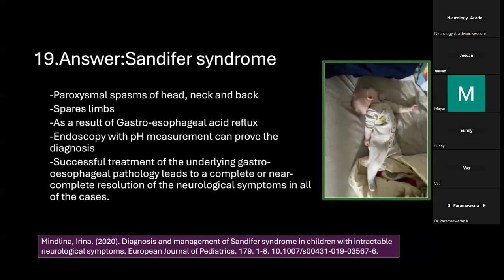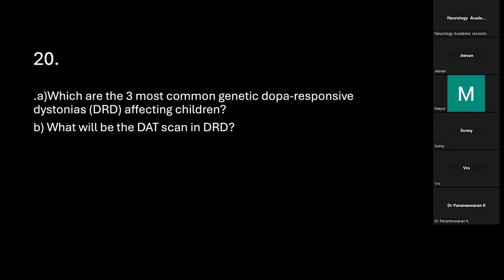Question number 20, which are the 3 most common genetic dopa-responsive dystonias affecting children, and what would be the DAT scan in dopa-responsive dystonia? The most common dopa-responsive dystonias are due to GCH1 deficiency, that is GTP cyclohydrolase 1 deficiency, tyrosine hydroxylase deficiency, and sepiapterin reductase deficiency. All these conditions are autosomal recessive, except GTP-CH1, which can be autosomal dominant with low penetrance as well.